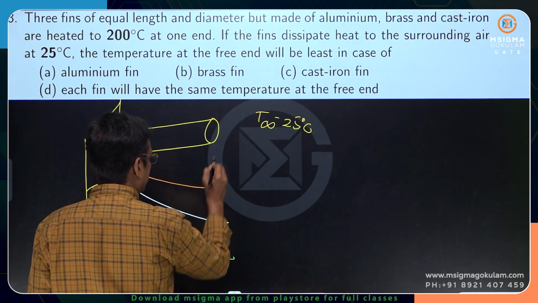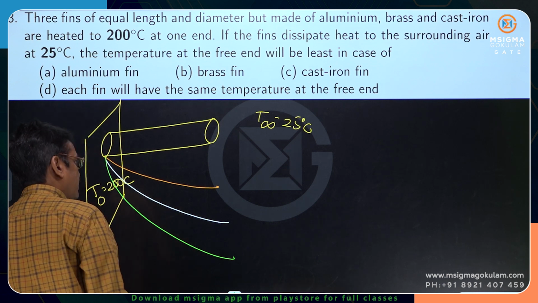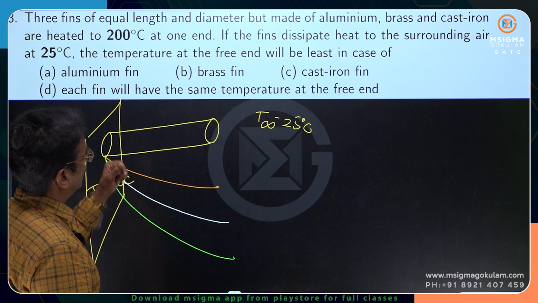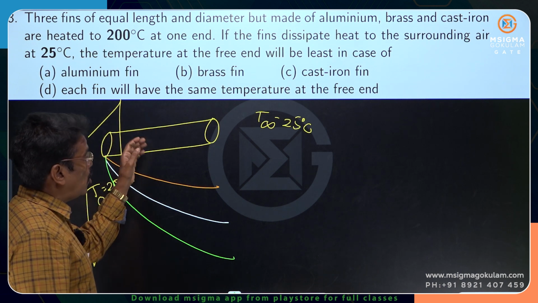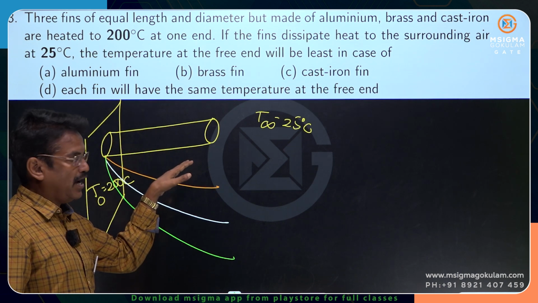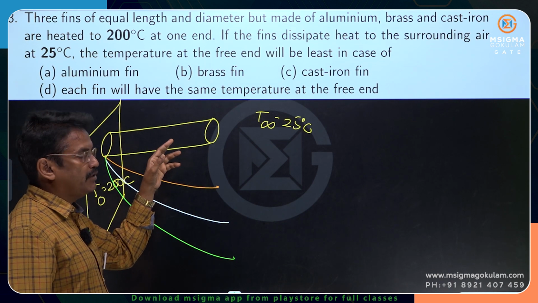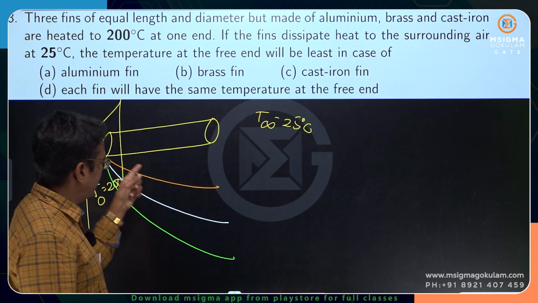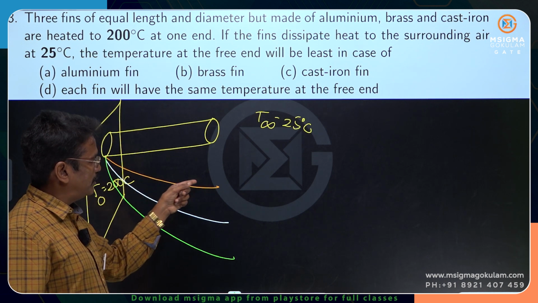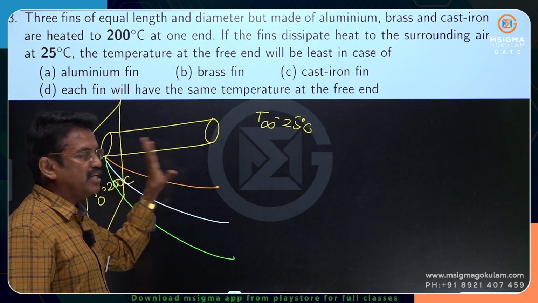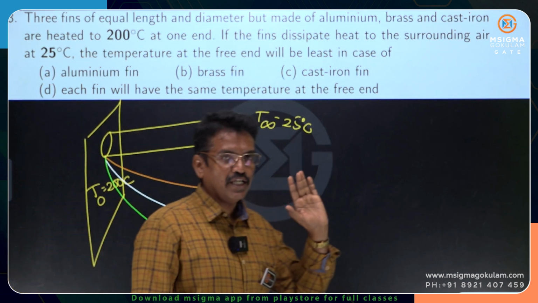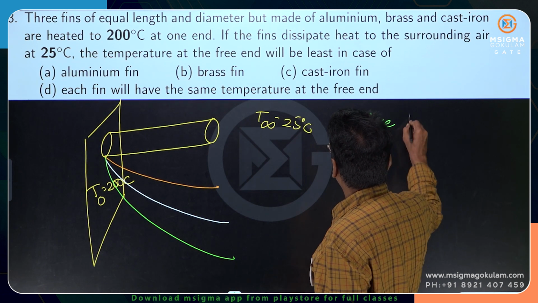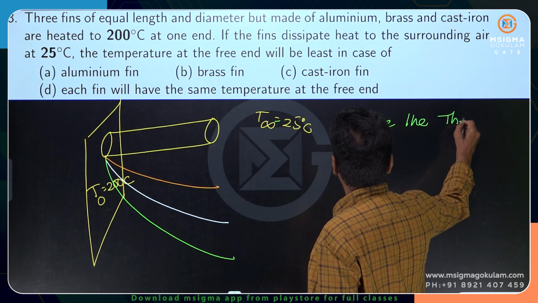Now, the 3 colors indicate 3 materials, and we must identify which material is for which color. A material having more thermal conductivity, I can say that if the material of the fin has more conductivity, the temperature drop between the base and the tip will be lesser. More the thermal conductivity of the material, lesser the drop.